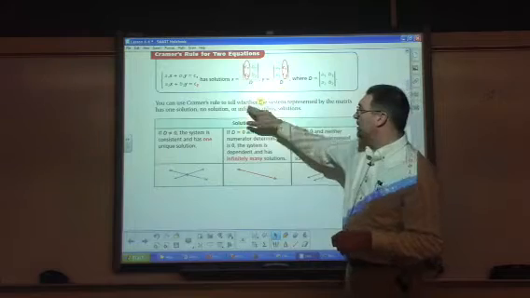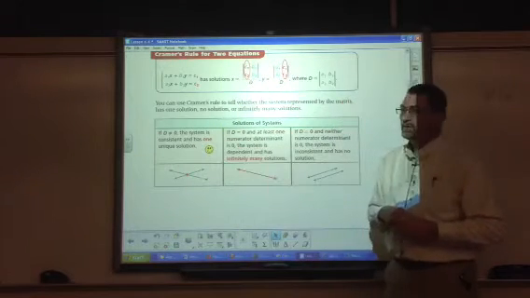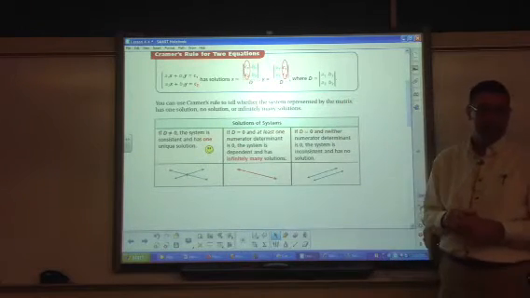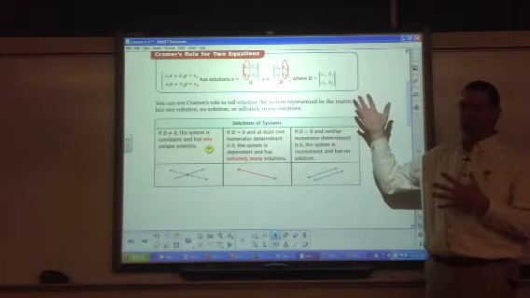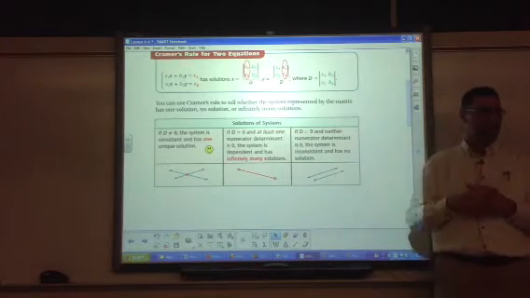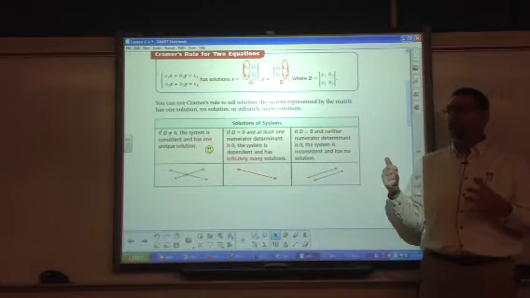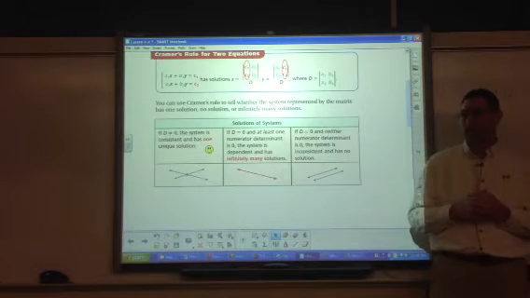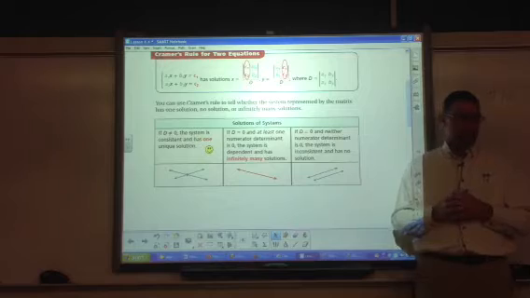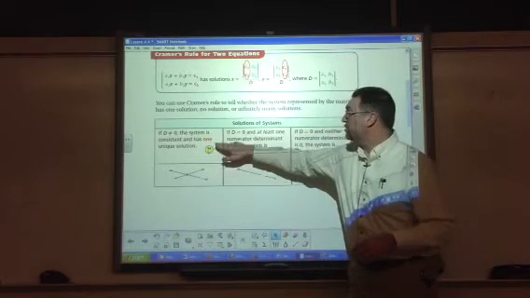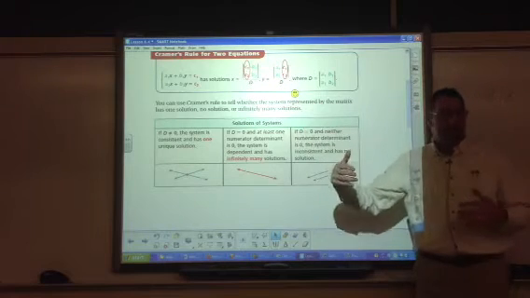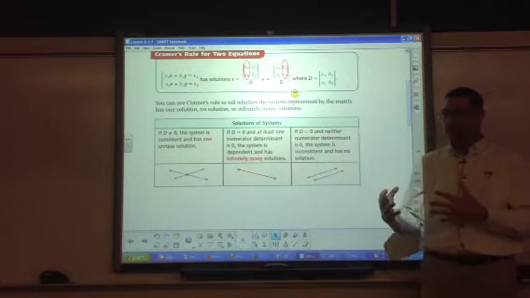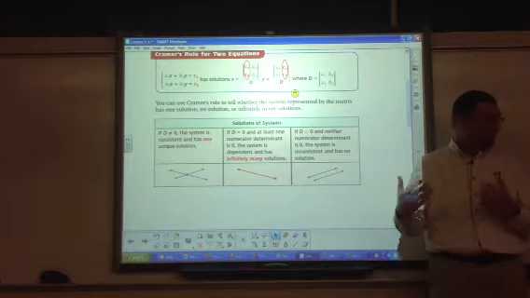So if the determinant is not equal to 0, there's one solution. What would be a problem if the determinant was equal to 0? What would be the biggest problem there? Because notice the determinant is in the denominator here, right? And if that equals 0, we can't divide by 0. Okay, so that would be a problem.